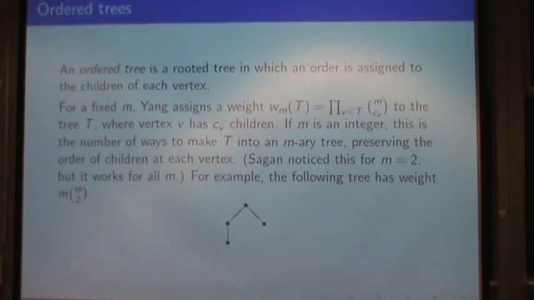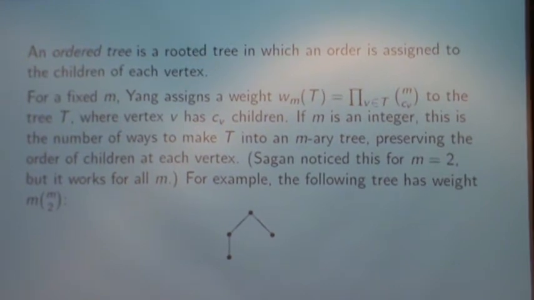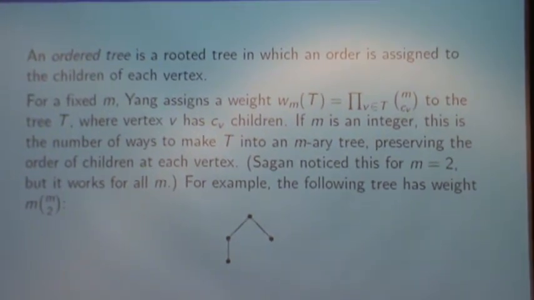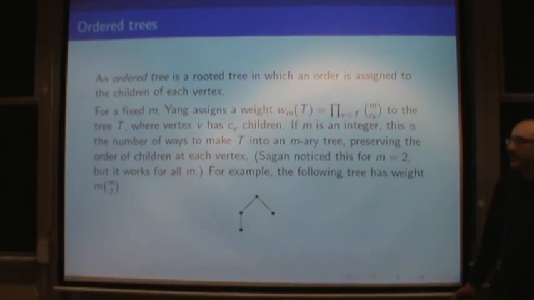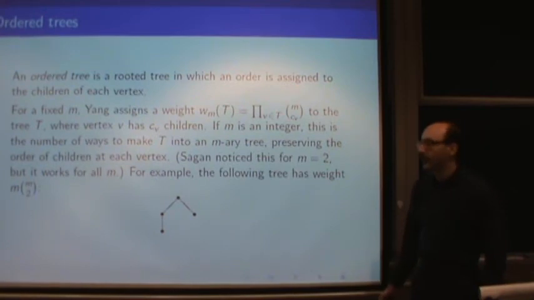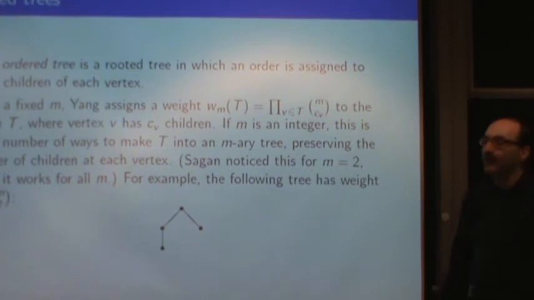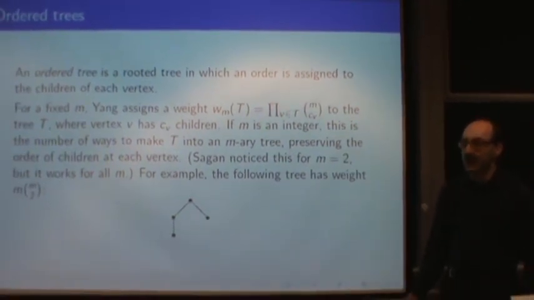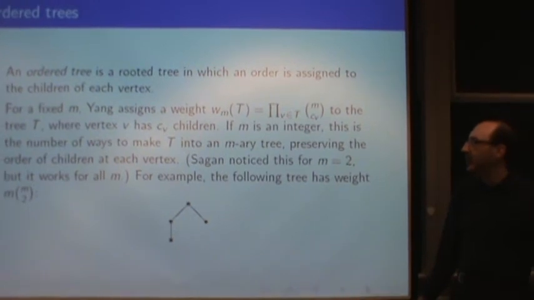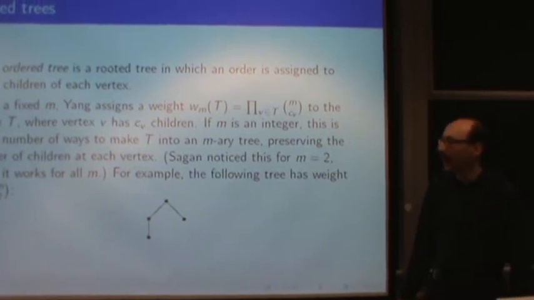To prove the generalization, first let me state it in the form that Yang first stated it. We define an ordered tree to be a rooted tree in which an order is assigned to the children of each vertex. Fix the value of m. Yang assigns a weight of the tree to be a product of the weights of the individual vertices, and each vertex has weight m choose c_v, where the vertex has c_v children. If m is an integer, this weight is the number of ways to make the tree T into an m-ary tree, preserving the order of the children at each vertex. Sagan in his paper mentioned this only for m equals 2, but it works just as easily for any m.